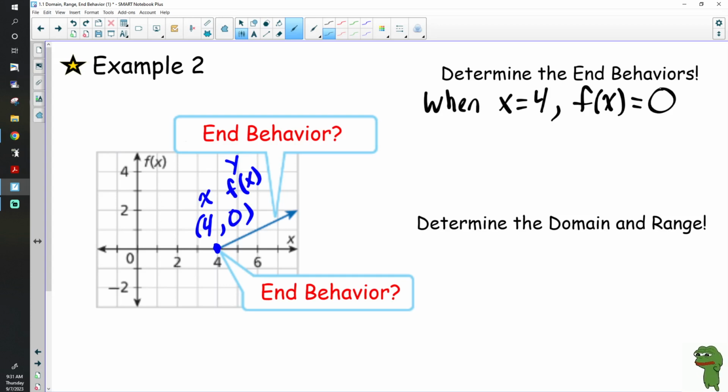Now on the right side, do we have a point? No, we're approaching. So we have to go back to saying the word as. As x approaches the right side, is it infinity or negative infinity? Positive infinity. Where's the function going to go? Up forever, positive infinity. Yep, that's our right side.